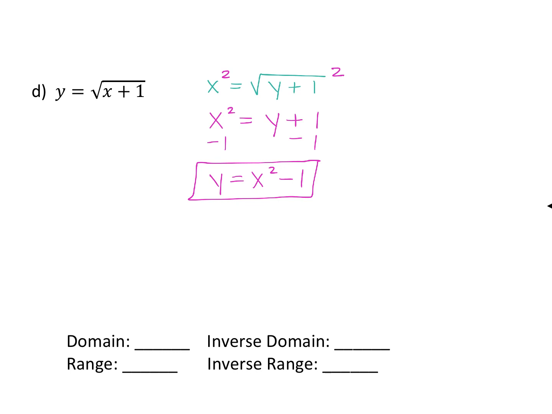The inverse, where we have y equals x squared minus 1. I'm going to put it in here so you can see which one I'm talking about. Y equals x squared minus 1. What does this graph look like? What shape is it? It's a parabola. That's an issue, right? Because our original was not a parabola. So the inverse of it can't be a parabola.